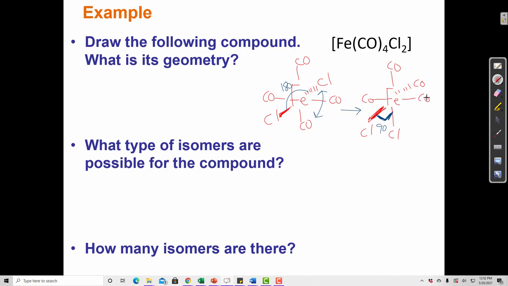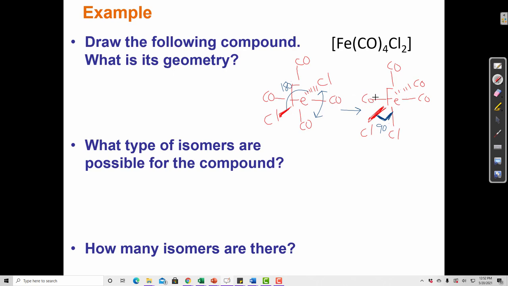So sometimes when I flip two groups around, I can turn one stereoisomer into another stereoisomer. That's a good place to start. Just draw any old arrangement of the groups that you want, put the ligands in any position that you want, and then flip two of them around and look at what you generated and see if it's different in some way. These two are different.